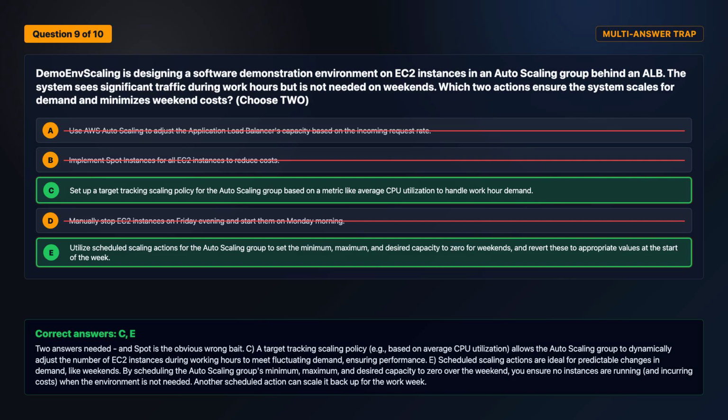E. Scheduled scaling actions are ideal for predictable changes in demand, like weekends. By scheduling the auto-scaling group's minimum, maximum, and desired capacity to 0 over the weekend, you ensure no instances are running and incurring costs when the environment is not needed. Another scheduled action can scale it back up for the work week.